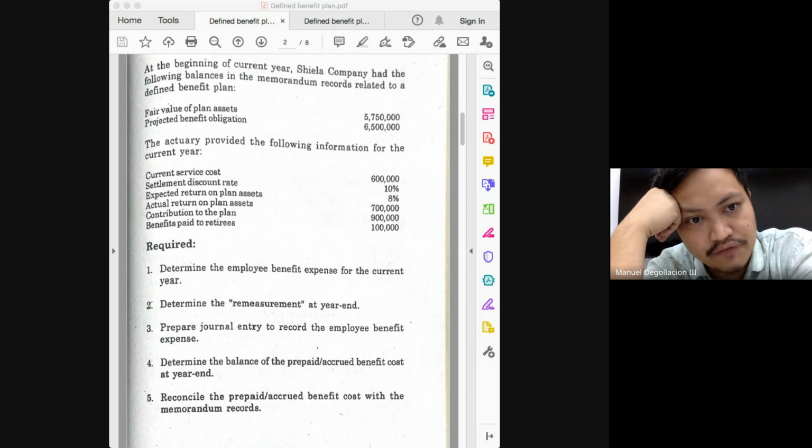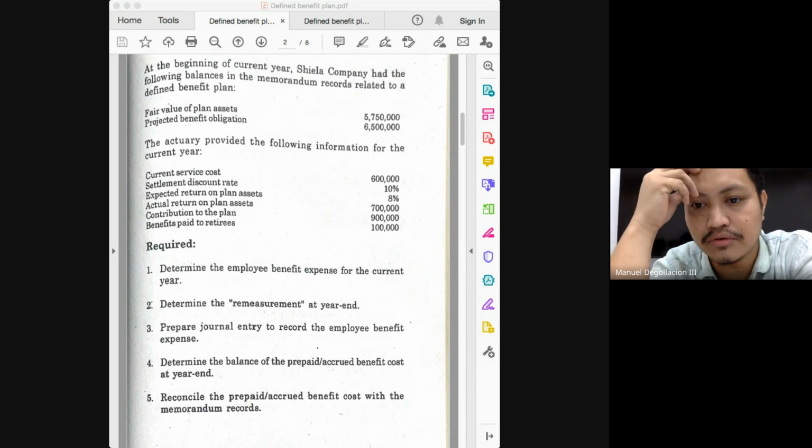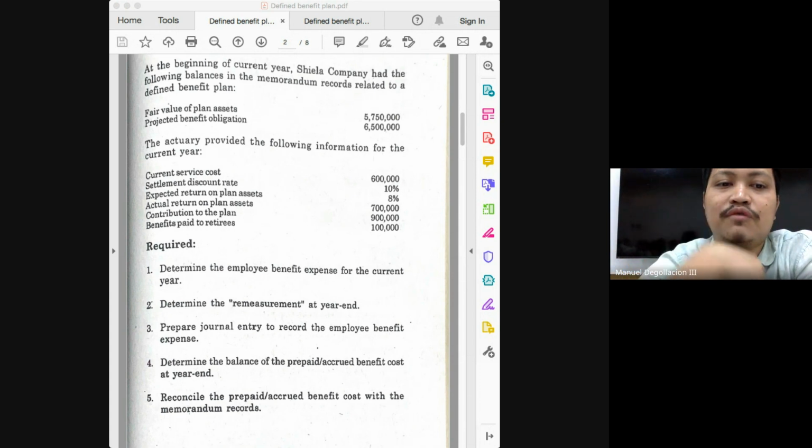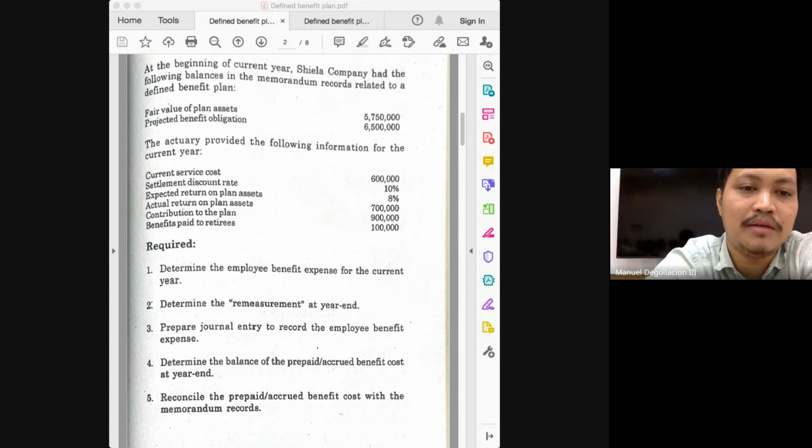In the cheat sheet I've given you, you will be adding the current service cost. And we have this in the amount of 600,000. Okay, and you're supposed to add your past service cost also, but we do not have any past service cost in this problem. Next would be to add the interest expense on your PBO.